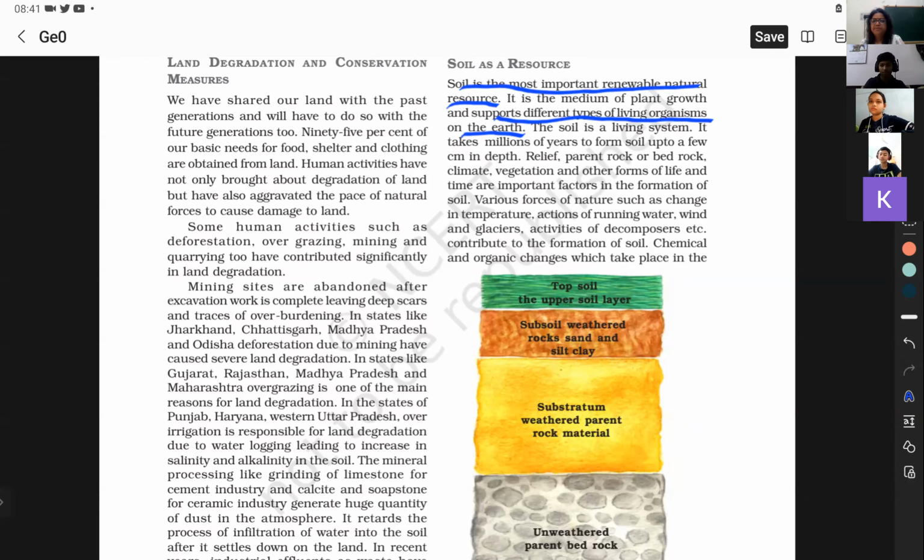Now, they are talking about various forces of nature such as change in temperature, actions of running water, wind, glaciers, activities of decomposers. They contribute to the formation of soil. I hope these points are clear to you. How temperature plays an important role in forming soil.